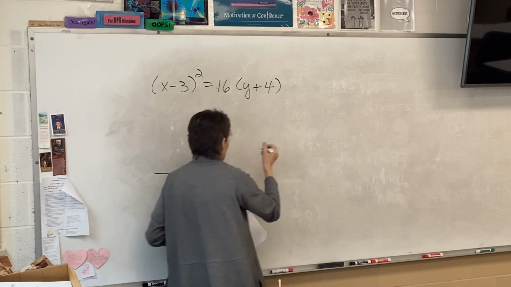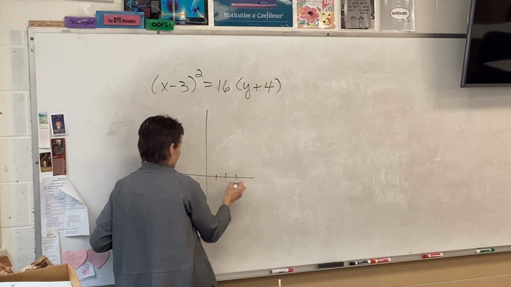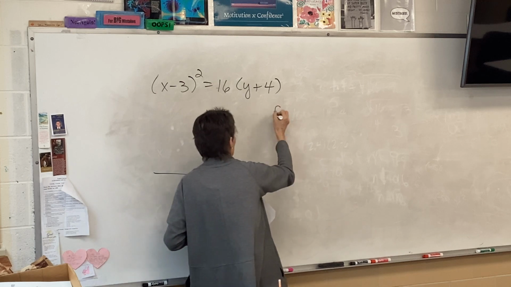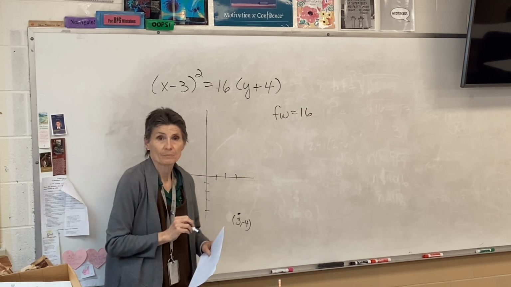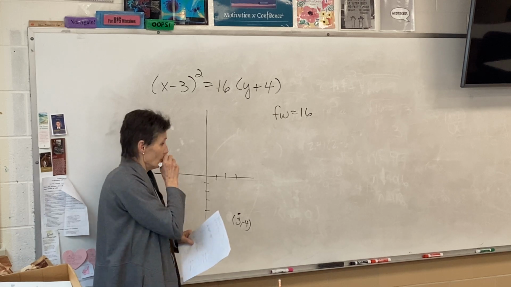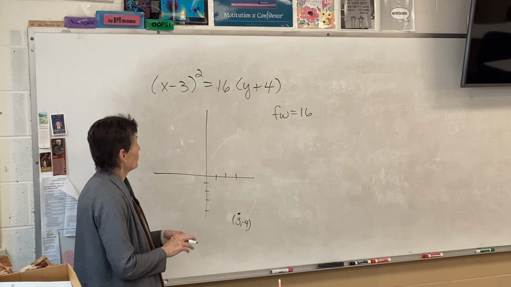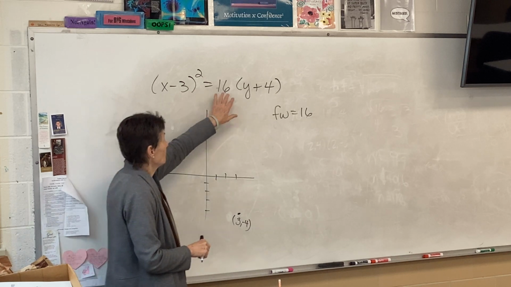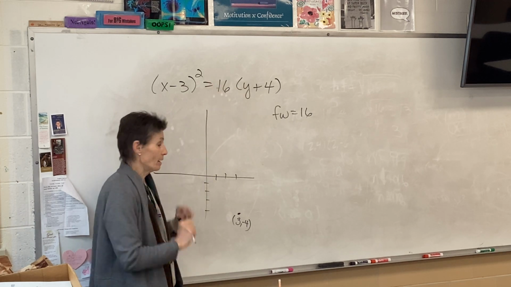Vertex, oh my goodness, folks, vertex, 3, -4. Everybody gets that right. Focal width, everybody gets that right. Nobody misses those. Those are gimmies. Which way do I open? Which way does this parabola open? X squared, positive 16. That means we open up.